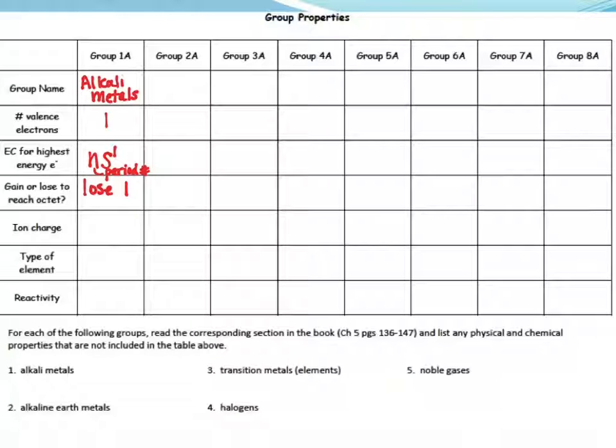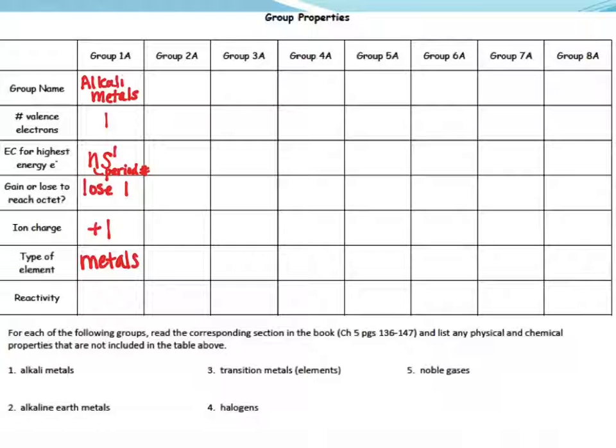Wait, that's just an s1 period? And the n stands for period number. So if it loses 1, what's its charge going to be? Plus 1. What type of element are these? Metals, nonmetals, metalloids? Metals. I'm confused. If it loses one, how does that work?